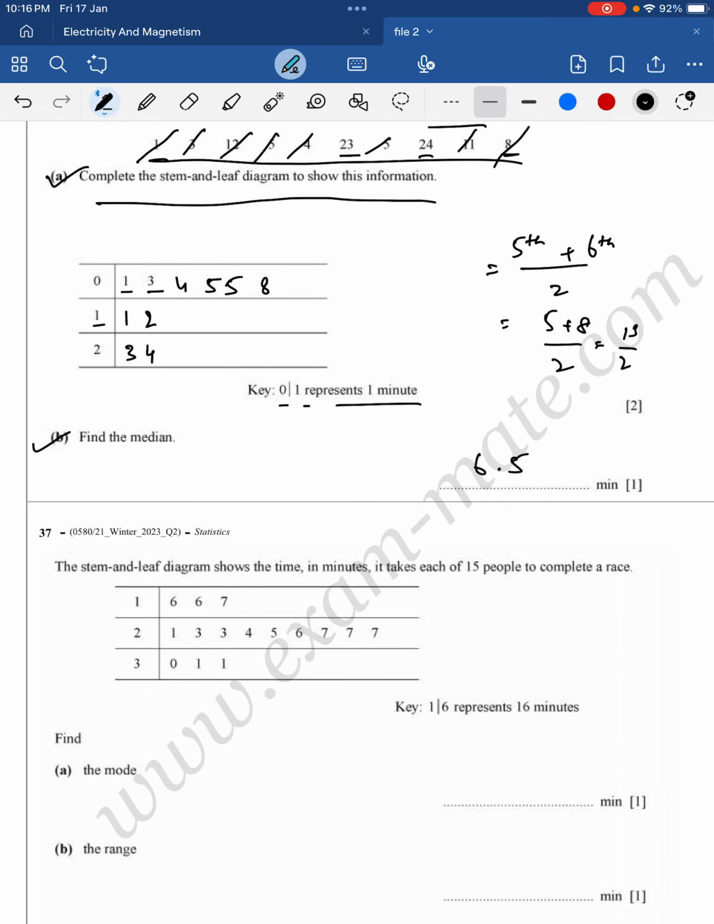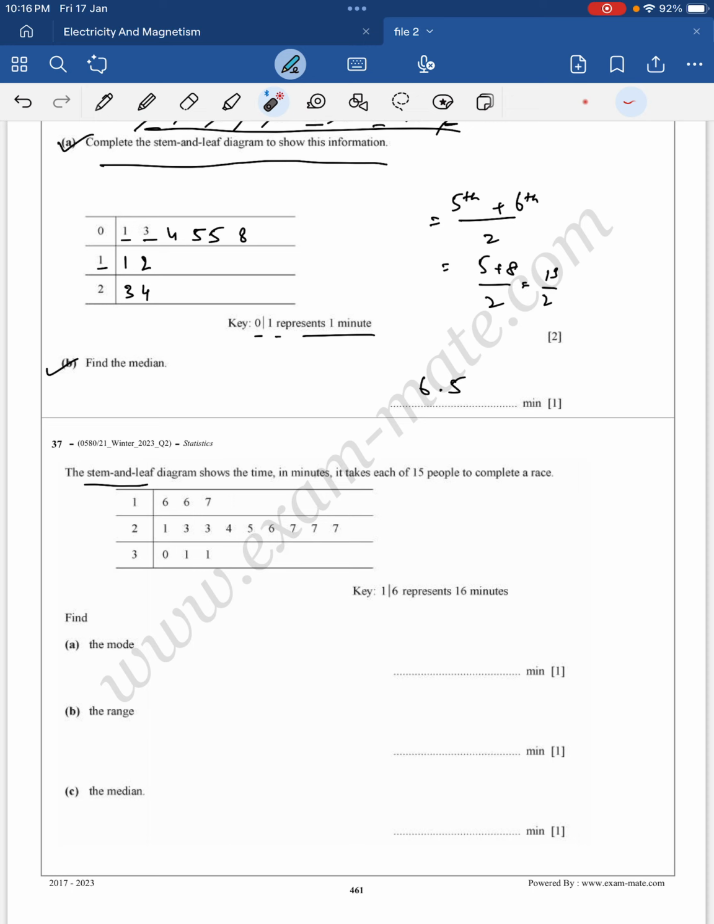Clear? Question number 37, again a stem and leaf diagram shows the time in minutes it takes each of 15 people to complete a race. Find the mode, the range, and the median. The key 1|6 means 16 minutes. The most repeated data is called mode. Here we can see 7, 7, 7 and 27, 27, 27. Other than this, we have 16, 16, 23, 23, 31, 31. But the value repeated 3 times is 27. So the mode is 27.